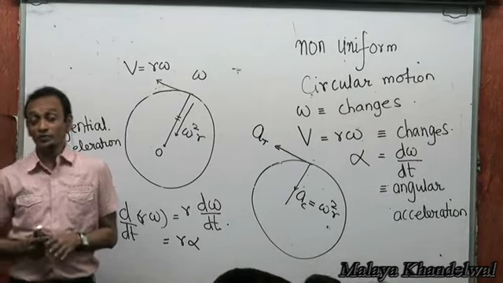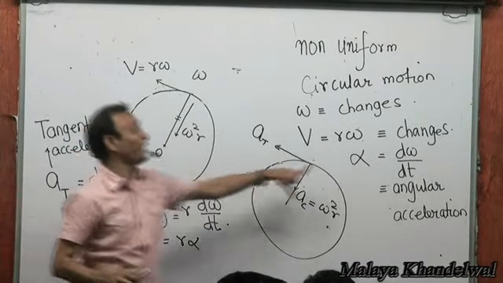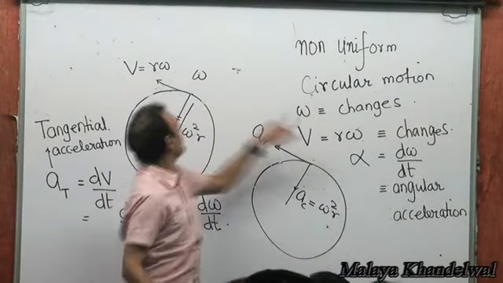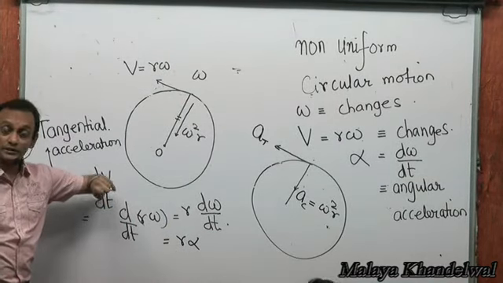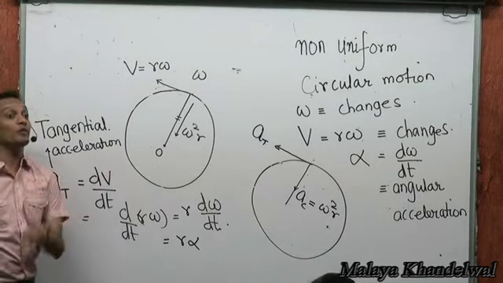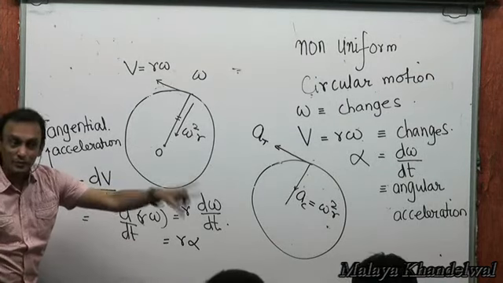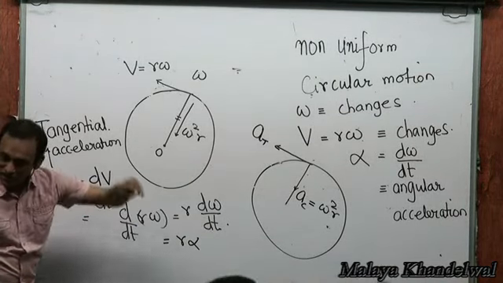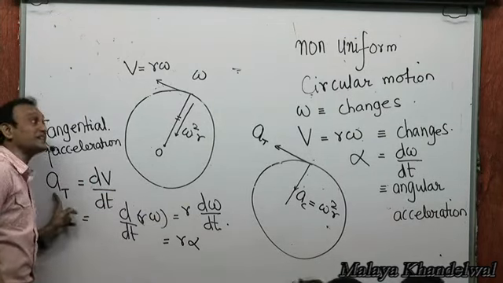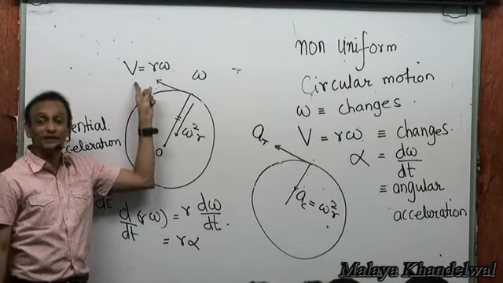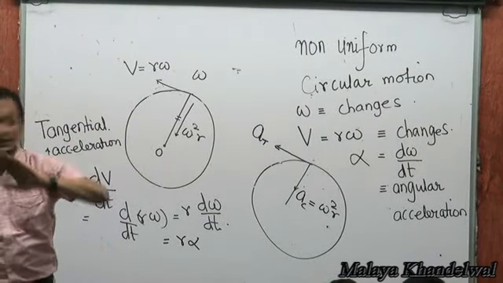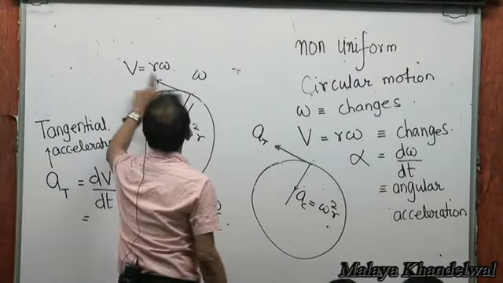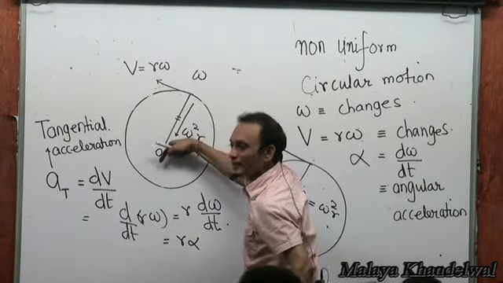So if the motion is uniform circular, then alpha is 0 and at will be 0. But in non-uniform circular motion, alpha will be non-zero because omega is changing with time. And at, the tangential acceleration which changes the magnitude of the linear speed, will also be non-zero. That means now you'll have two things. There would be an r alpha and there would be an omega squared r.